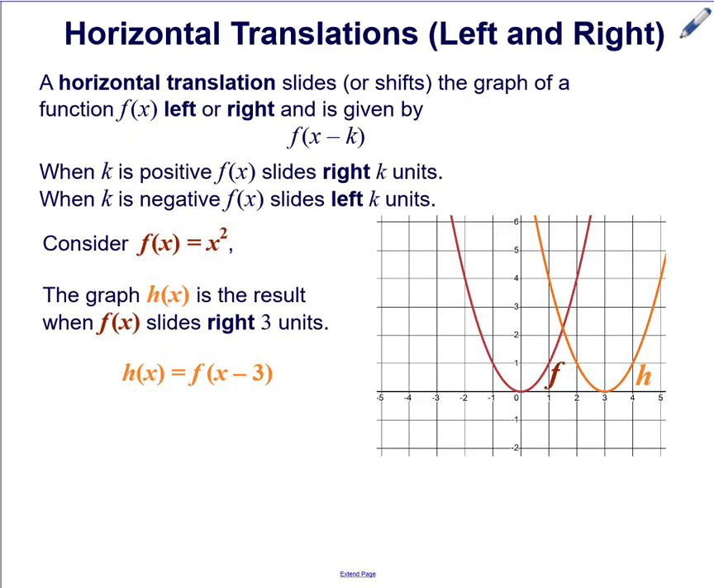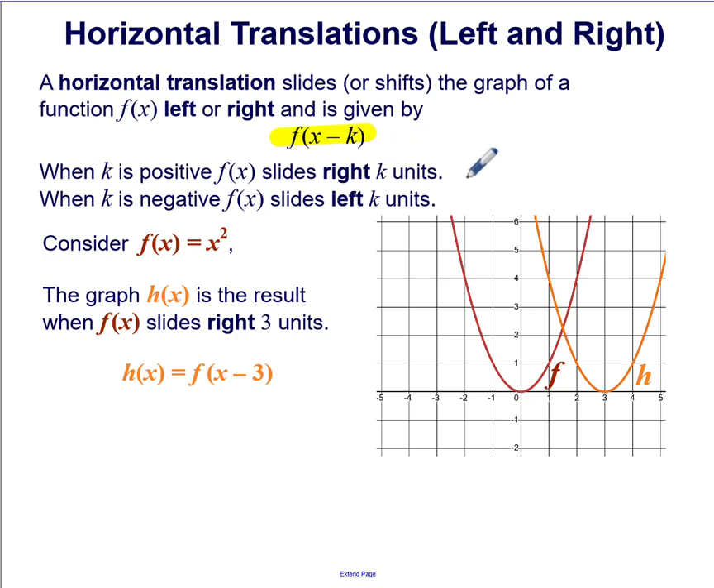minus 6. Now we'll talk about horizontal translations, meaning that the graph will move either to the left or to the right. A horizontal translation slides or shifts the graph of a function f of x left or right and is given by f of x minus k. Notice the difference between the notation with a horizontal translation. With a horizontal translation, the constant k is inside the parentheses. With a vertical translation, the constant k is outside the parentheses.